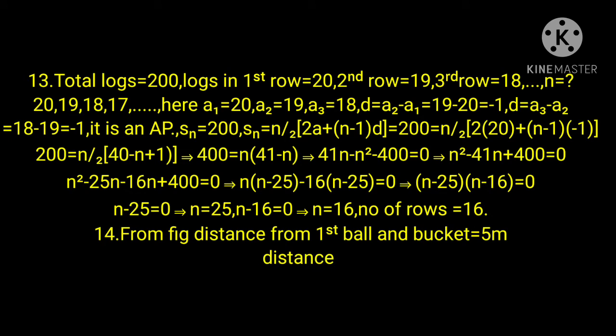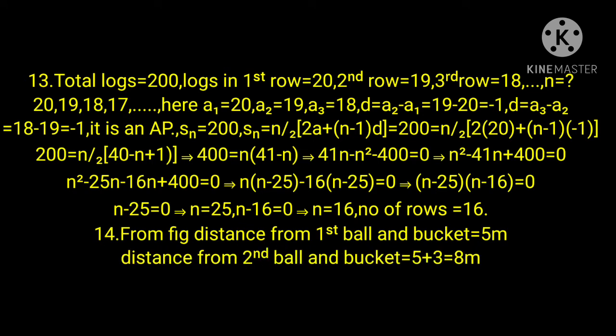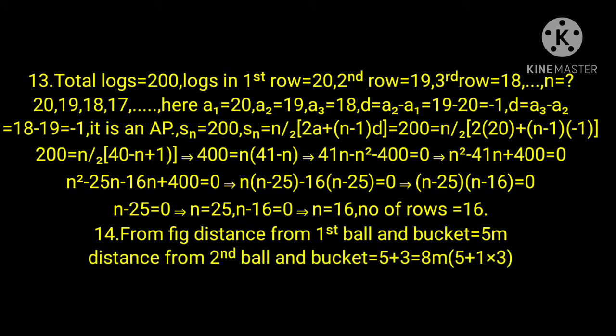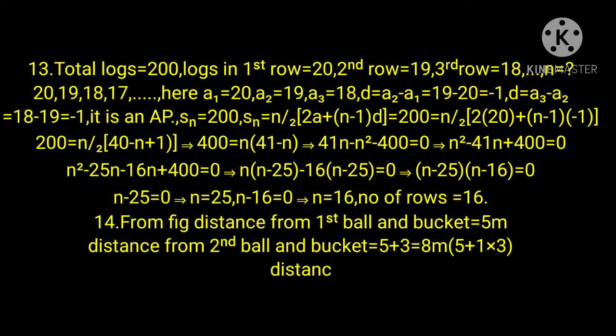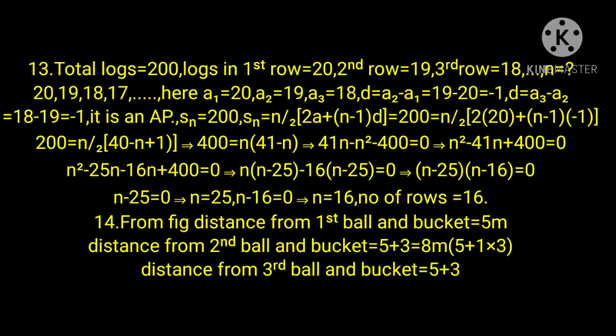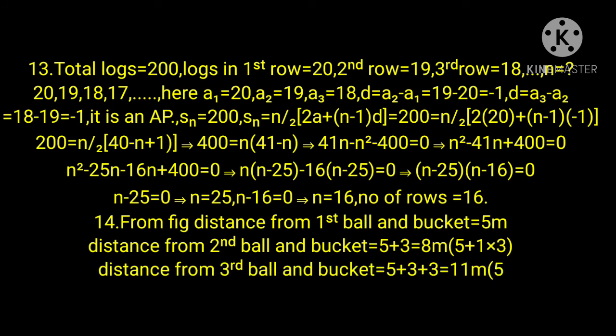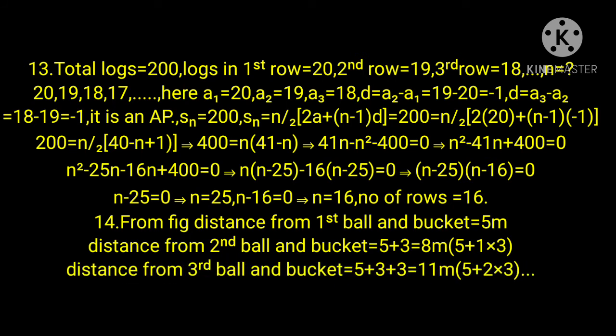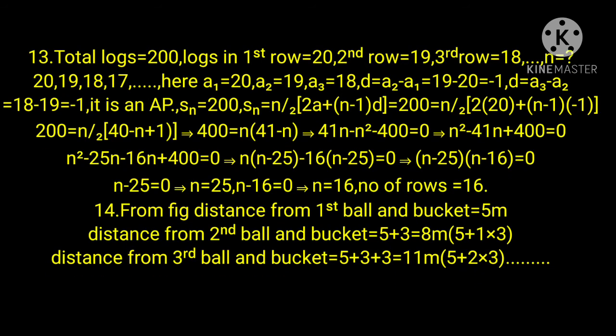Next, the last question, that is 14th question. If you observe the figure, the distance from the first ball and the bucket is 5 meters, and the distance from the second ball and the bucket is 5 plus 3, that is 8 meters. We can write 5 plus 1 into 3, and the distance from the third ball and bucket is equal to 5 plus 3 plus 3 is equal to 11. Then we can write 5 plus 2 into 3, and so on.